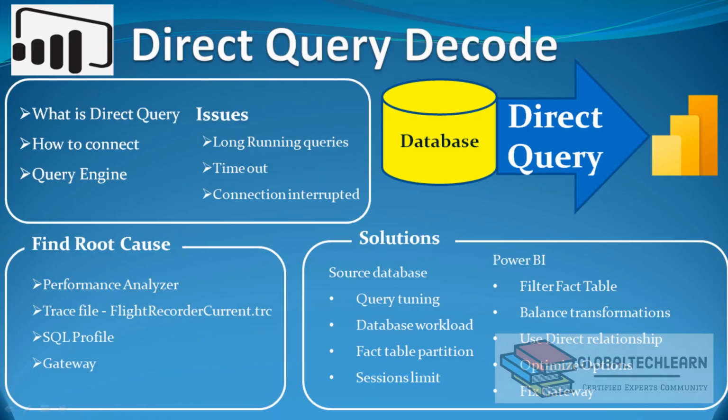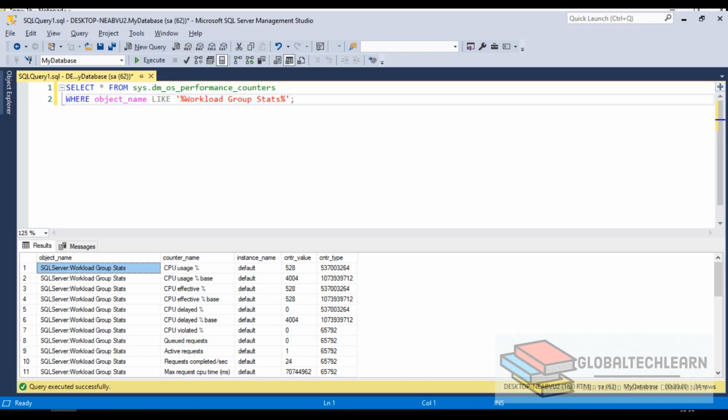Now let's discuss the next solution, that is database workload. A database workload is the set of requests that have some common characteristics such as application, source of request, type of query, business priority, or the performance objectives. When we think of the database workload, that means what load is going on the database. For example, while Power BI is sending queries to the source database, at the same time there are other applications that are sending requests to the database, and in this situation the database is not able to serve all the requests at the same time.